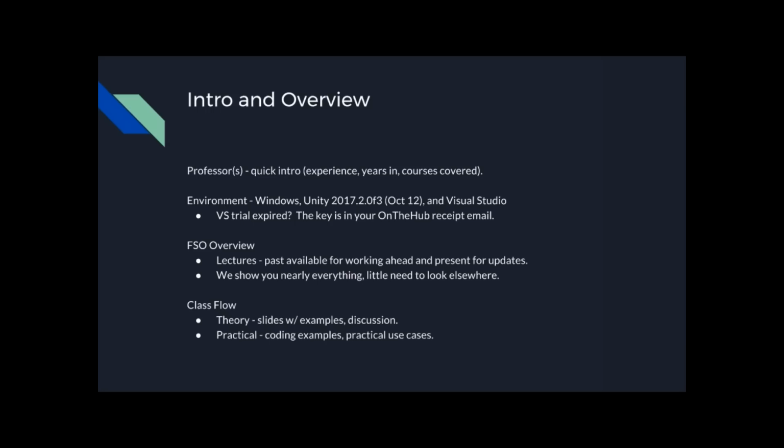If in past classes you picked up Visual Studio Enterprise from On the Hub and you're receiving the message that your trial has expired, the key it's asking for should be in your On the Hub receipt from when you downloaded it. Otherwise, go back to On the Hub, download it, and get yourself another key. Get that knocked out early.